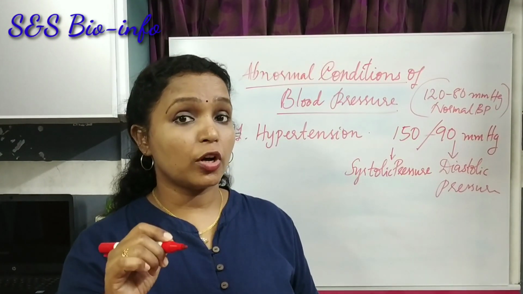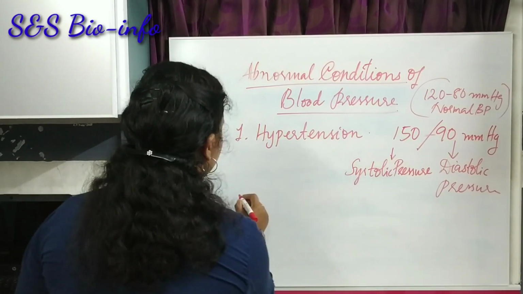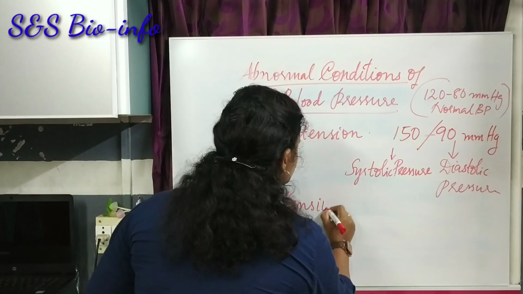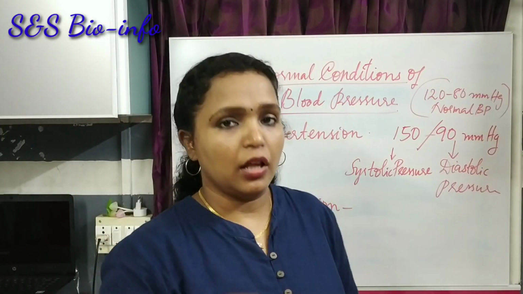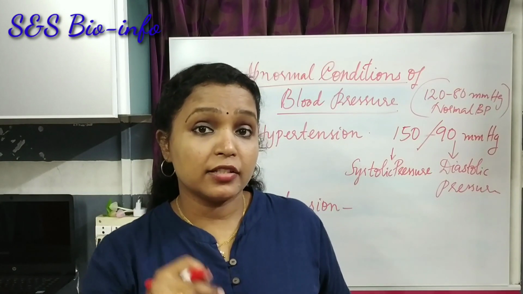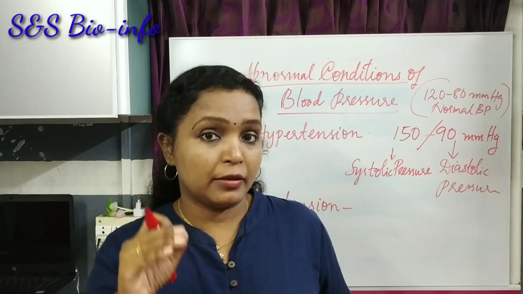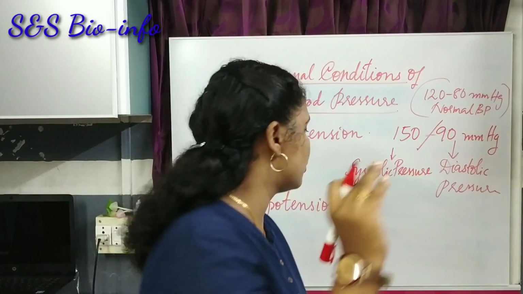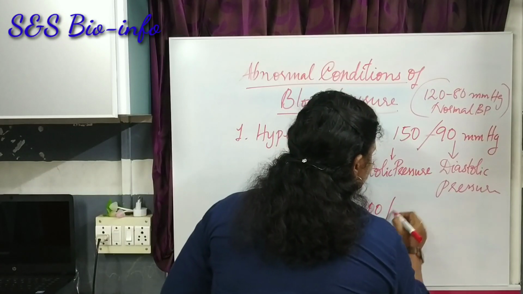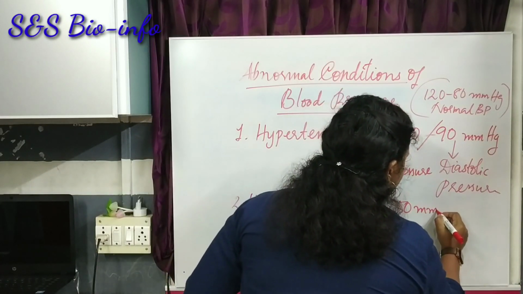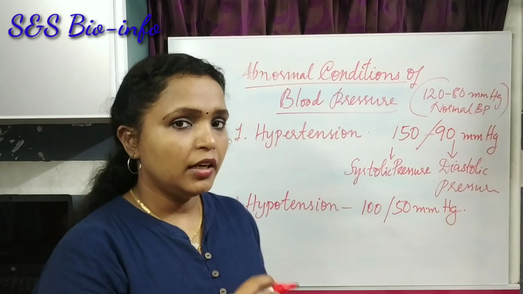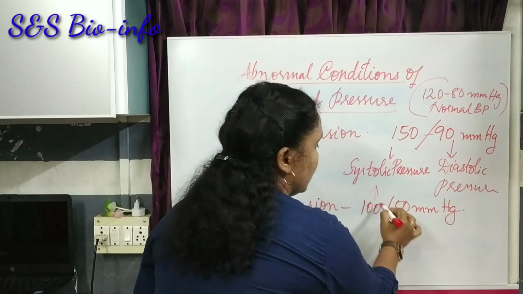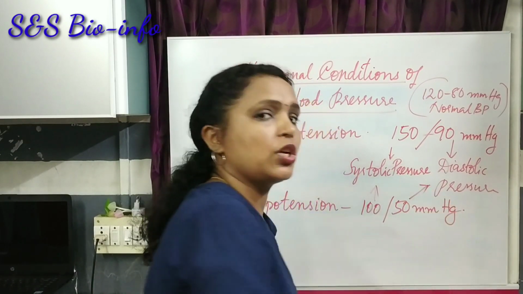The next abnormal condition is hypotension. Hypotension means low BP. It is characterized by persistent low blood pressure. It is usually about 100 to 50 mmHg. Here you can see 100 indicates the systolic pressure. The 50 indicates the diastolic pressure.